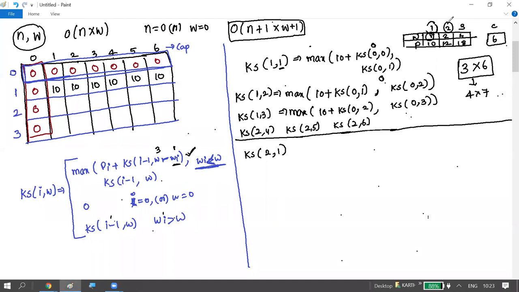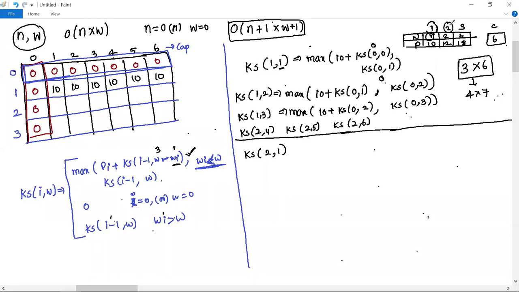Now I will take the second object. What is the size of that object? 2. But the capacity of the knapsack is 1. Means the current object's size is 2 and currently the capacity of the knapsack is 1. Then what should I do? I need to ignore that object, remove that object, and the weight is the same. Why is the weight the same? Because I did not add any object, right? Case of 2 comma 1 will give you case of 1 comma 1. What is 1 comma 1? 10.